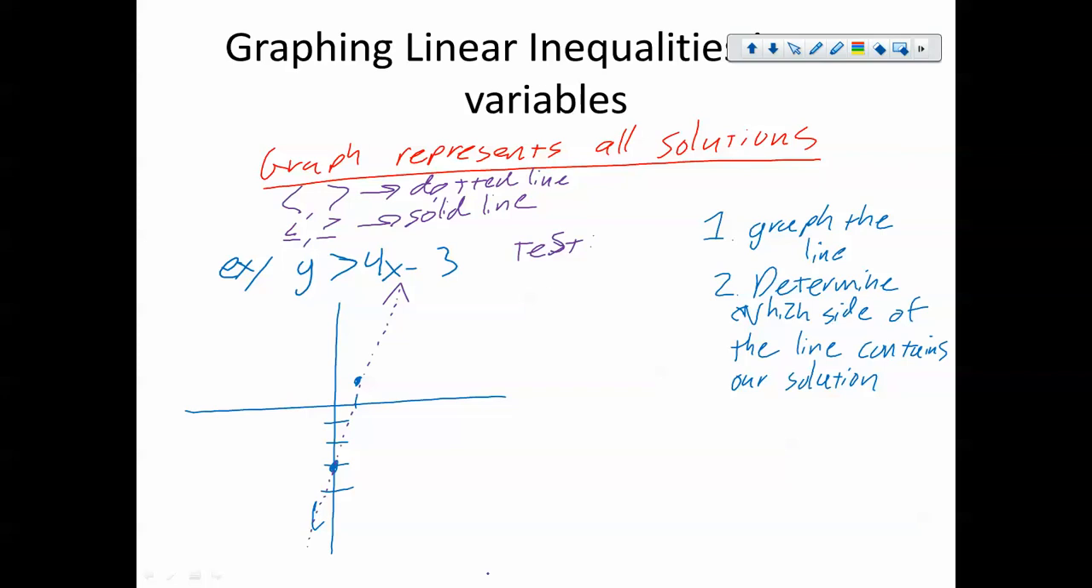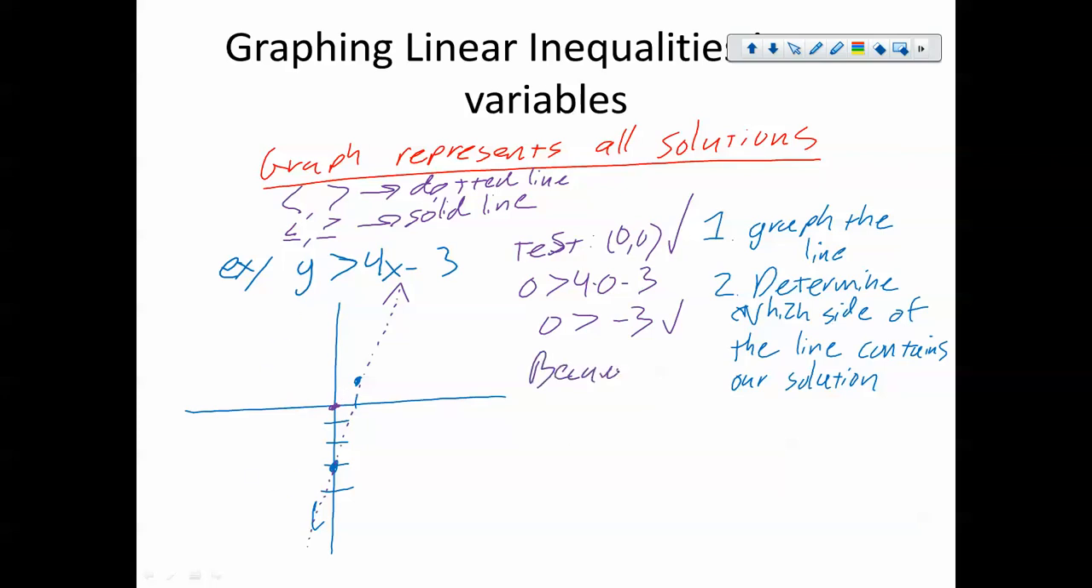So I'm going to pick an easy point, and you can pick any point you want. I'm going to pick 0, 0. So is this point a solution? So 0 is greater than 4 times 0 minus 3, which is 0 is greater than negative 3. Is that a solution? Yes, it is. And because this is a solution, it means everything on this side is a solution.